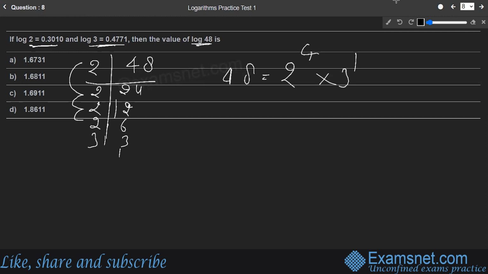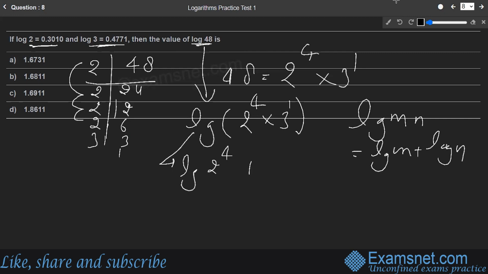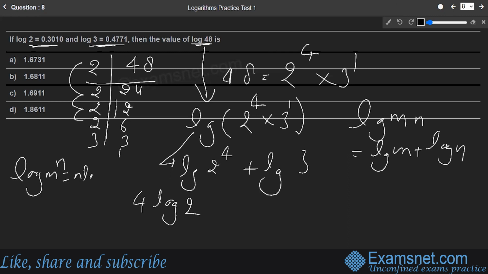So we're going to write log of 48. In place of log of 48, we're going to write log of 2 to the power 4 into 3 to the power 1. Now, if you use the property log mn is equal to log m plus log n, then this can be broken down into log of 2 to the power 4 plus log of 3. This log of 2 to the power 4 can be written as 4 log 2, as we already know that log m to the power n is n log m. Plus the other number is just log 3.